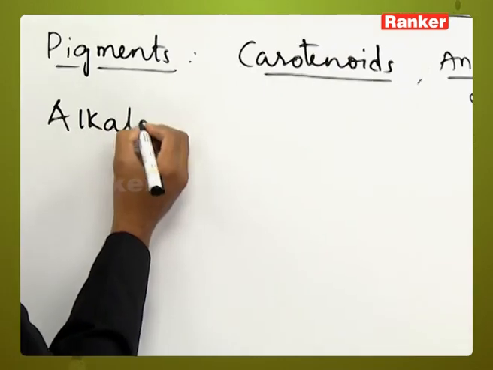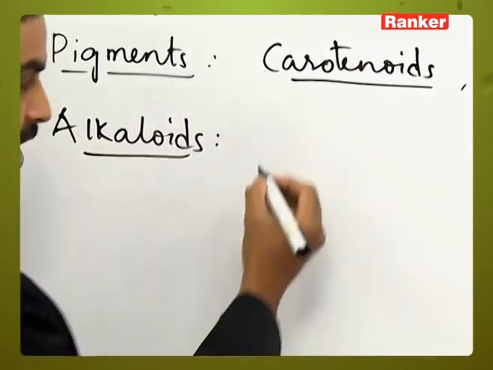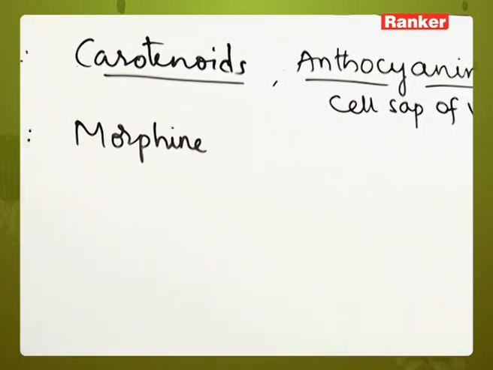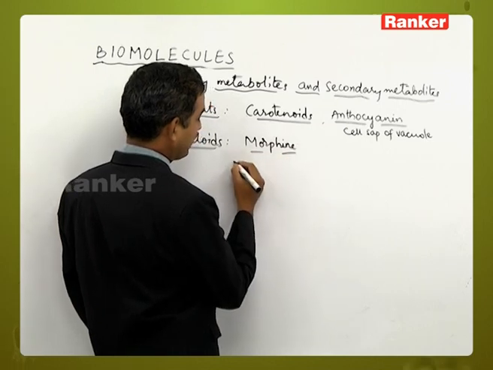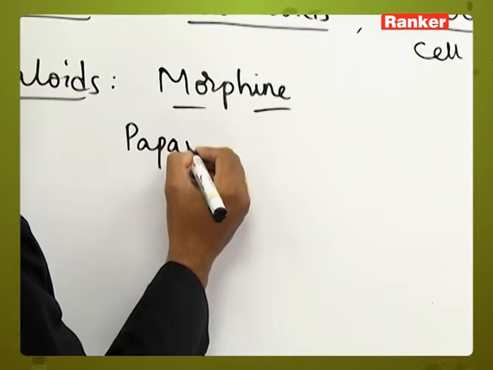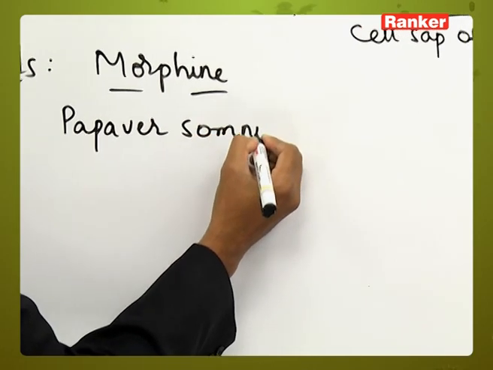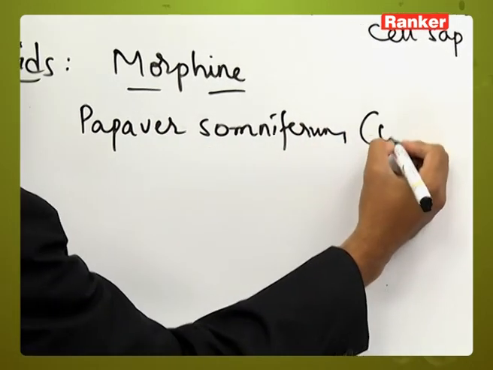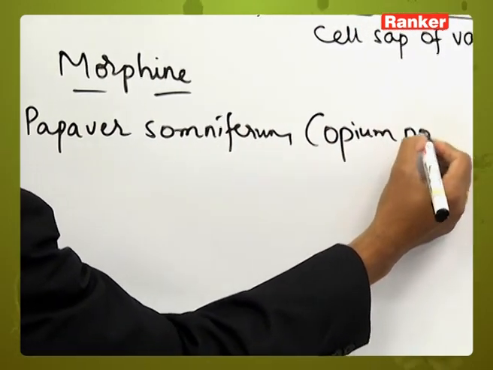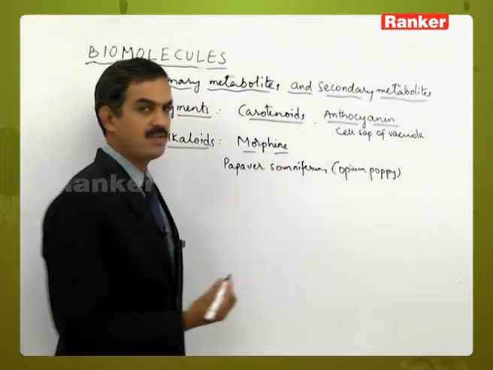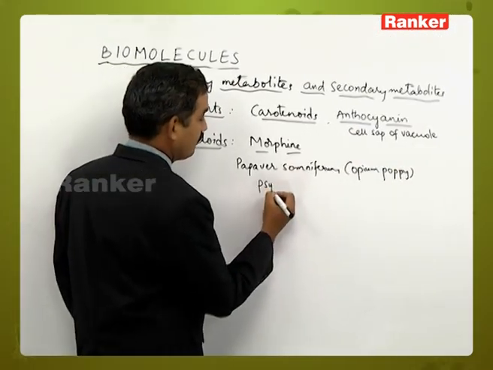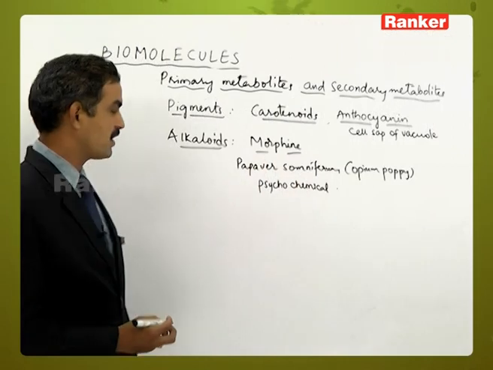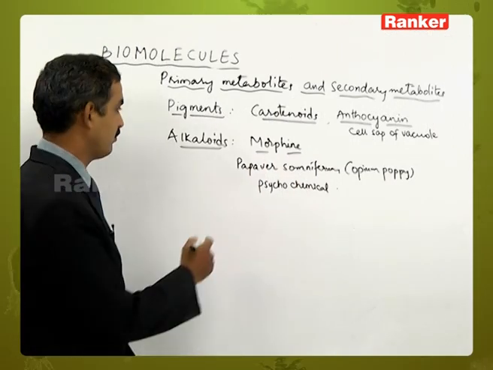Then alkaloids. Alkaloids like morphine. Morphine is extracted from the Papaver plant, Papaver somniferum, that is the opium poppy plant, which is a psychoactive chemical useful for psychochemical mechanisms in animals.